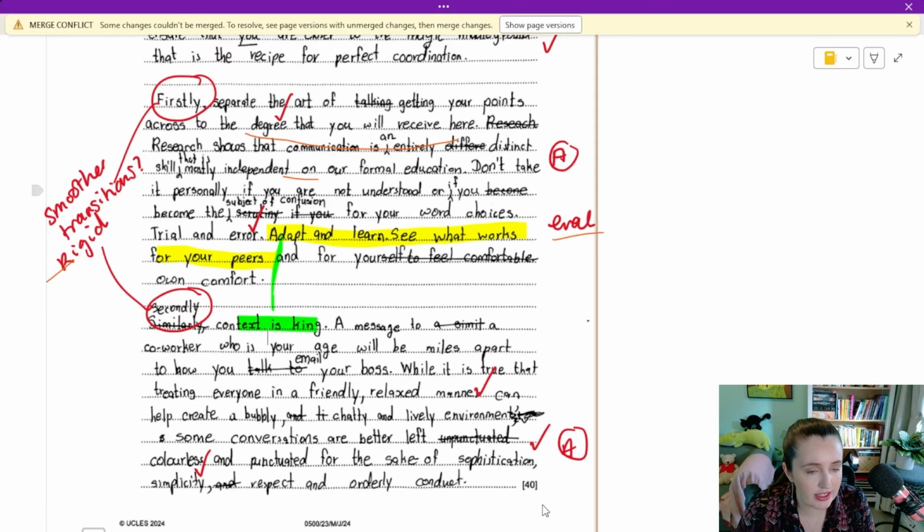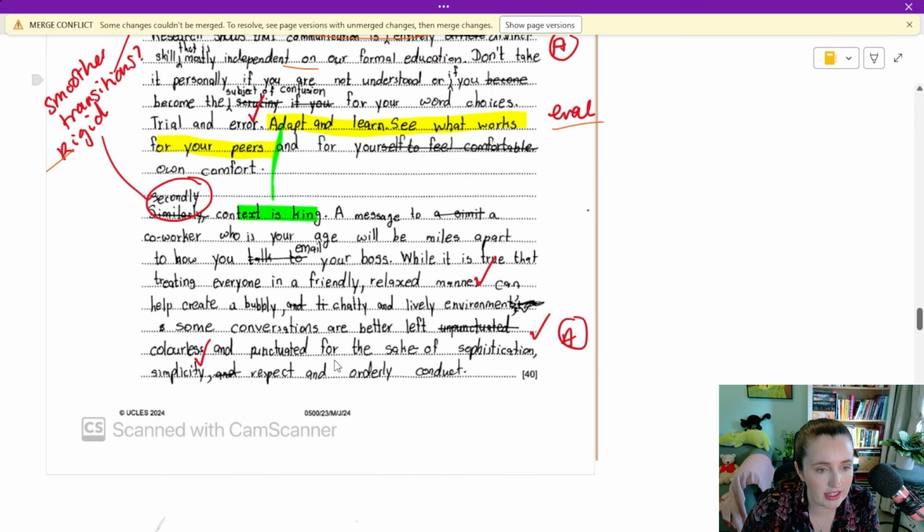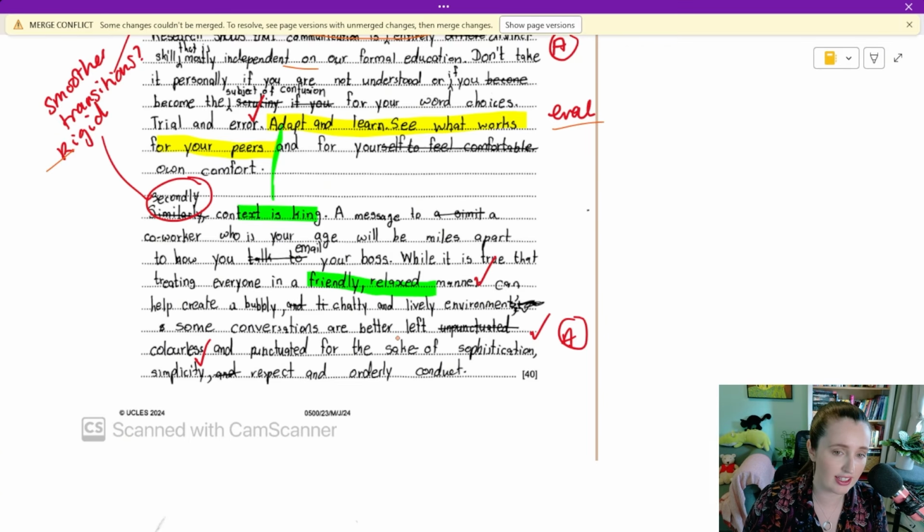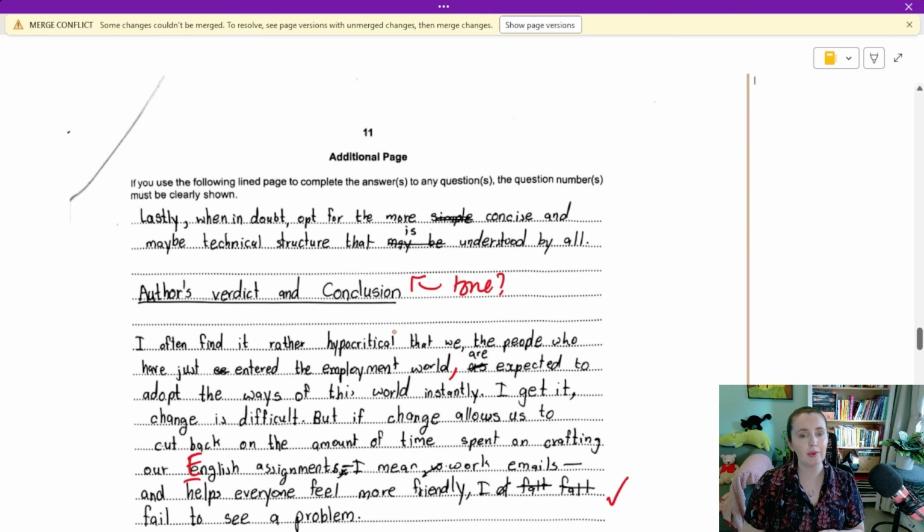Well, it is true that treating everyone in a friendly, relaxed manner can create a bubbly and chatty and lively environment. Some conversations are better left colourless and punctuated for the sake of sophistication, simplicity, respect and orderly conduct. Here, if she would have extended, why would this actually be quite good for a business? Then she would have got some more evaluation. Lastly, when in doubt, opt for the more concise and maybe technical structure that is understood by all. That maybe, it's not on the mark scheme, but I possibly could credit her for evaluation for that, depending on how kind I was feeling that day.